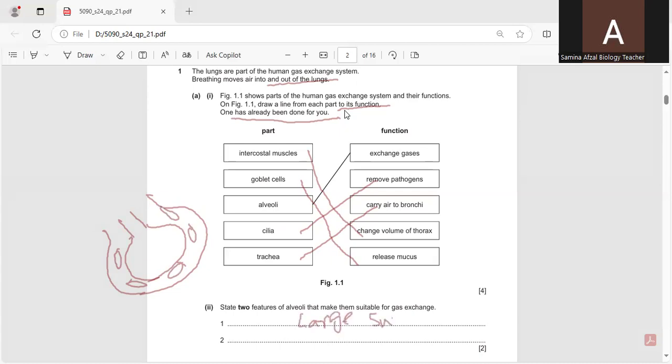Large surface area. And then they are very close to the capillaries for gaseous exchange. Close to the capillaries for gaseous exchange.